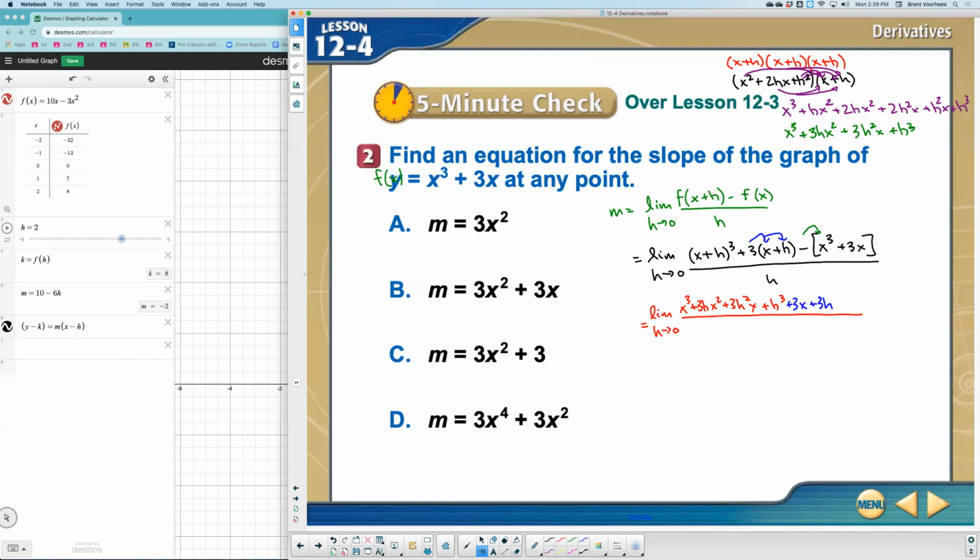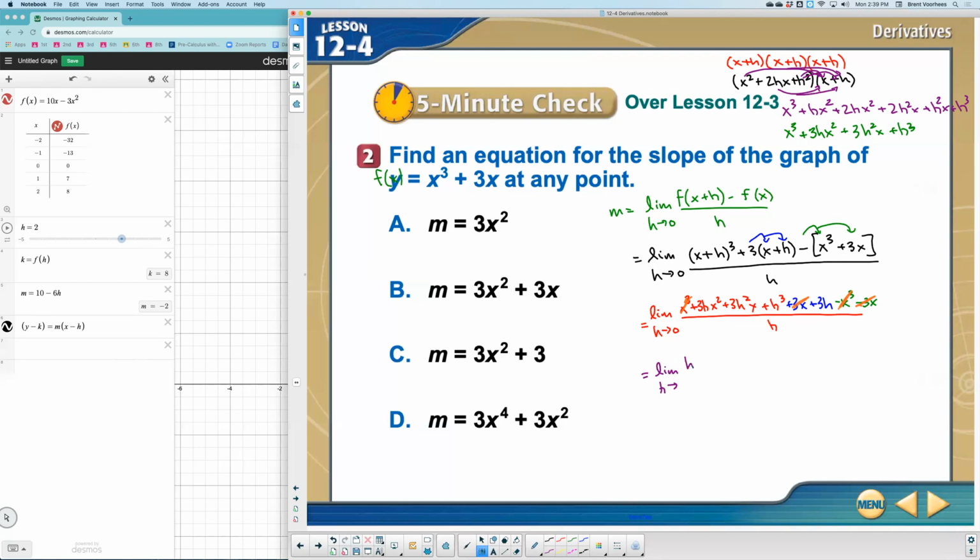And I will distribute the negative: minus x cubed minus 3x. Let's see what simplifies here. I can see that I have a positive 3x and a negative 3x. Let's simplify. I have an x cubed and a negative x cubed. Those simplify. And, oh wait, I forgot to put all this over h. Okay, and now I see that each term left over shares an h, so I could do a GCF here.